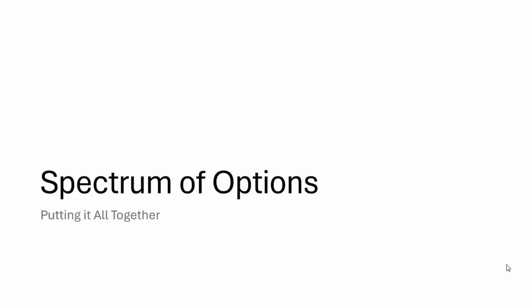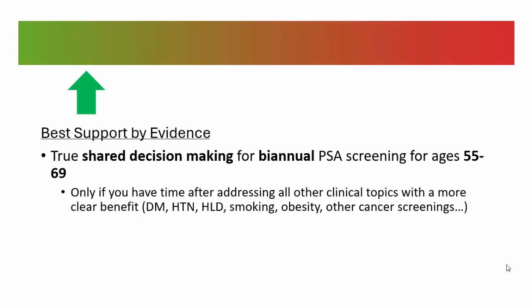So now let's put it all together and review the spectrum of options, because there's not one clear yes or no, right or wrong answer with this. There's more of a gray zone. So we'll start over here on the left in the green area with the things that are best supported by the evidence. And then we'll get into kind of a gray zone where it's reasonable to do these things. And then as we get over to the right, we'll see the things that are really not reasonable to do.